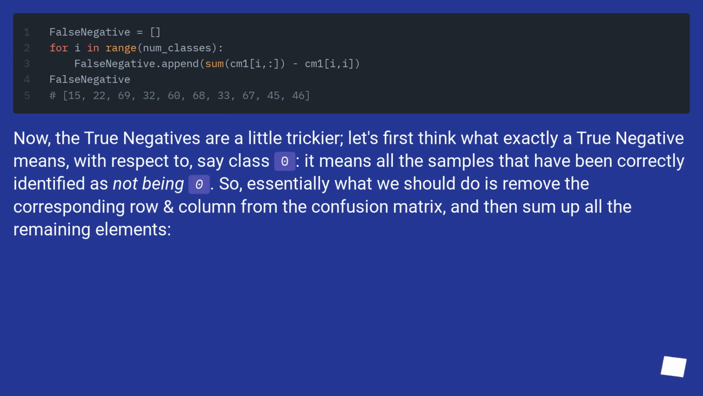Now, the true negatives are a little trickier. Let's first think what exactly a true negative means. With respect to, say, class 0, it means all the samples that have been correctly identified as not being 0. So, essentially what we should do is remove the corresponding row and column from the confusion matrix, and then sum up all the remaining elements.